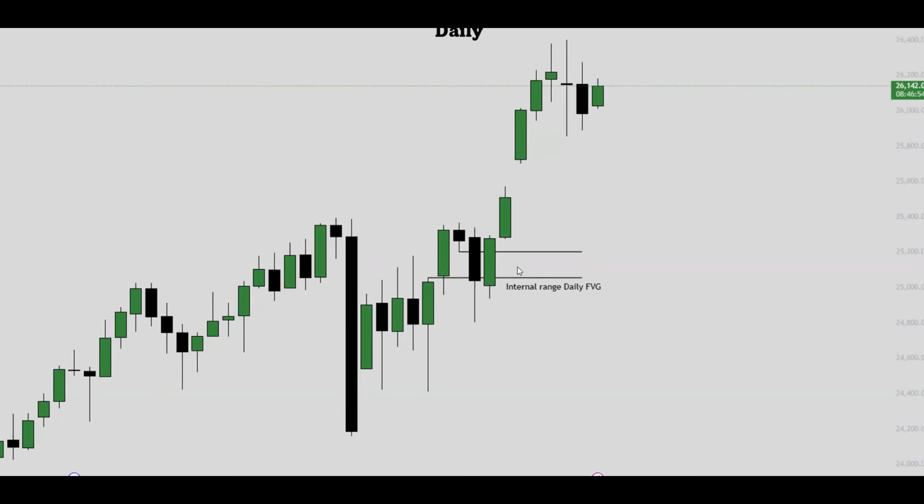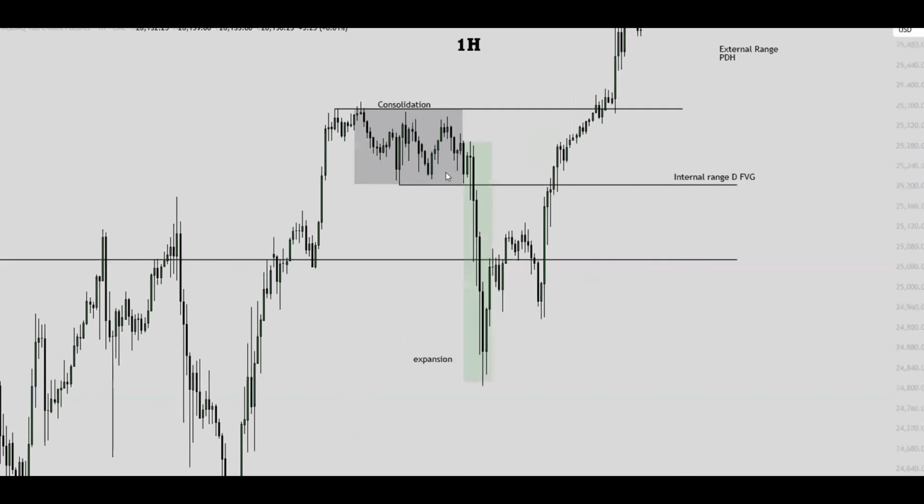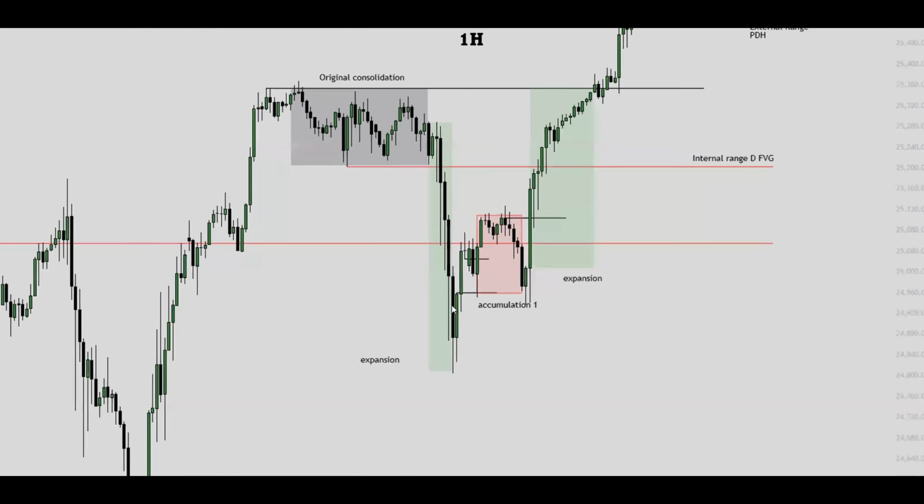That will not happen often, and you will see that you don't have to put a lot of thought into it. So what do we have on the 1 hour? Why 1 hour? Daily, 1 hour, right? That is your time frame alignment. What do you have? A market maker model: consolidation, expansion into the internal range, the daily range. The daily fair value gap into the internal of the range. That is daily, right? So what do you have here?